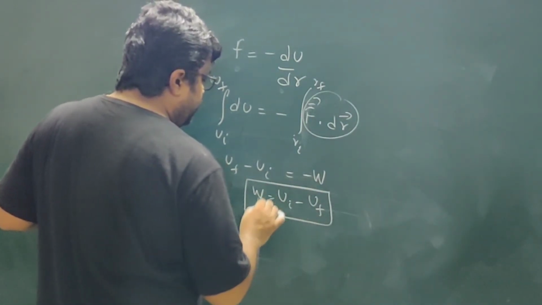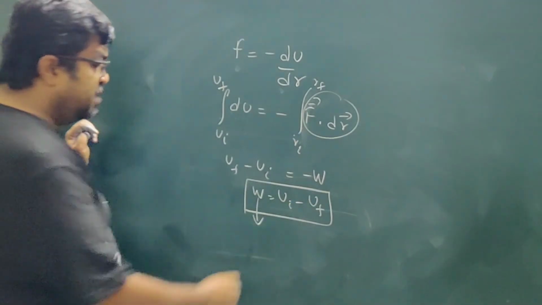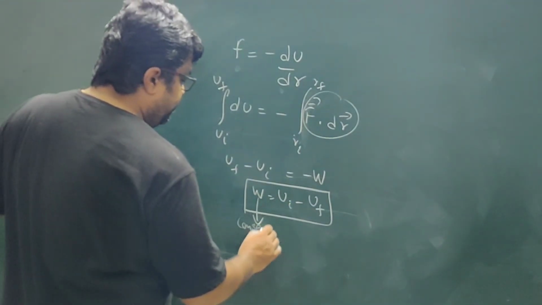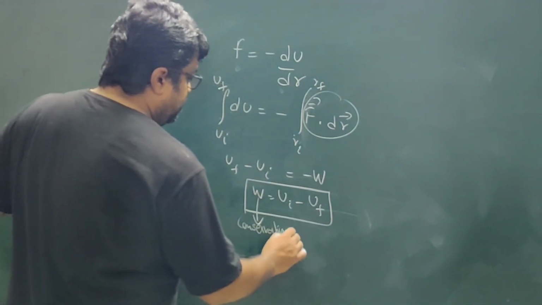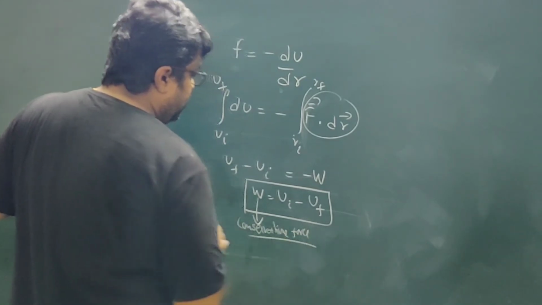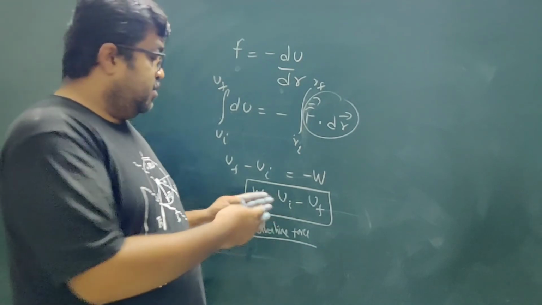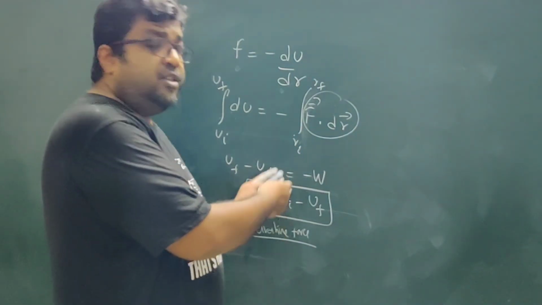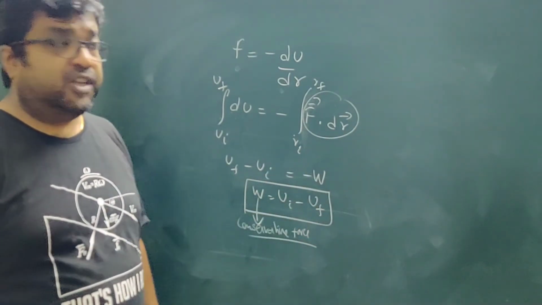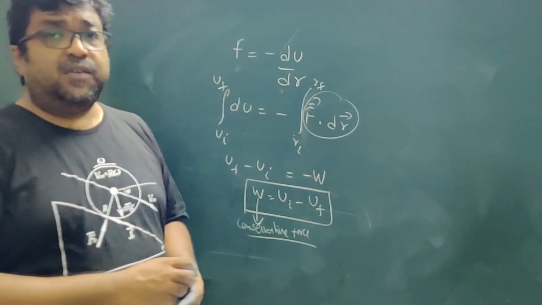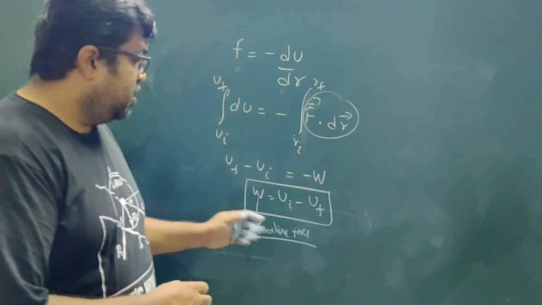But who is doing this work? This work is done by conservative force. So for work done by conservative force, work done is equal to initial potential energy minus final potential energy. So what are the different types of conservative force?